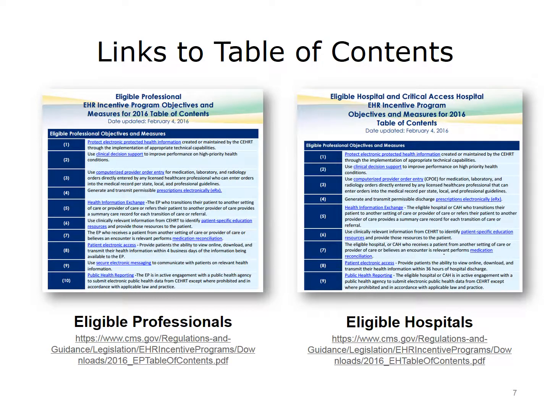For each objective, the specification sheet contains a statement of the objective, detailed specification of the measure for the objective, exclusions for the objective if any exist, pertinent definitions, additional information, and frequently asked questions. The links on the Meaningful Use table of contents allow you to view the detailed specification sheet for each objective.